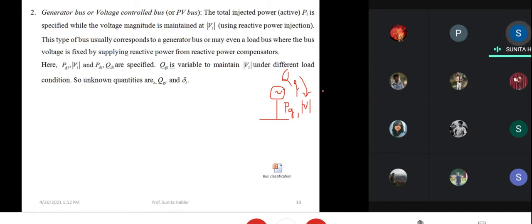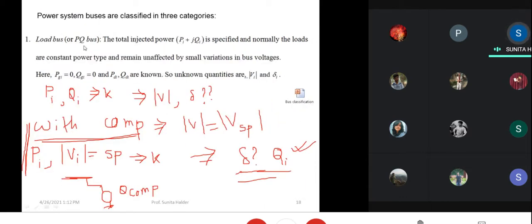And if there be any load, then the net active power generation will be known. Only the unknown quantities will be the angle of the voltage and the reactive power injection. Right? So this is the generator bus. So the generator bus is also called a PV bus because in this type of bus, P and V are known. Similarly, the load bus is called a PQ bus because for this particular bus, P and Q are known.